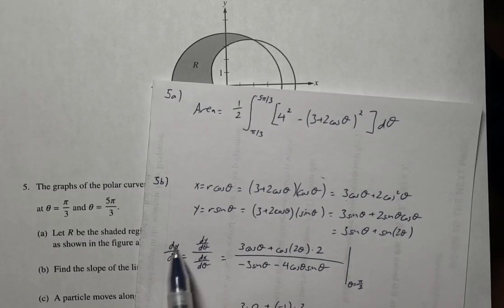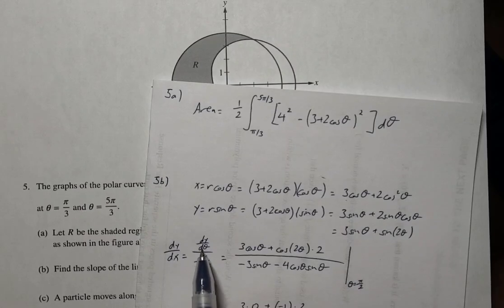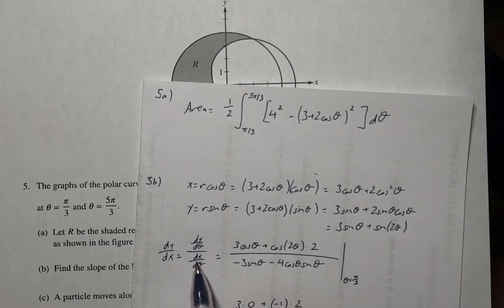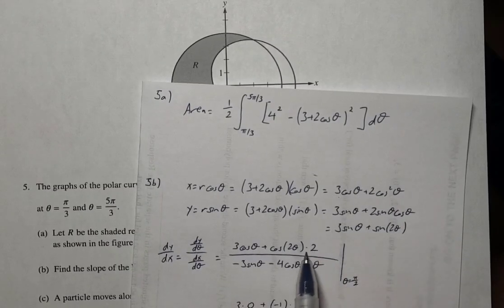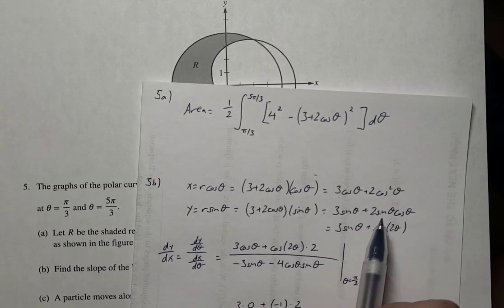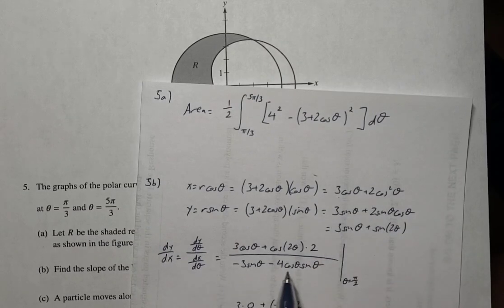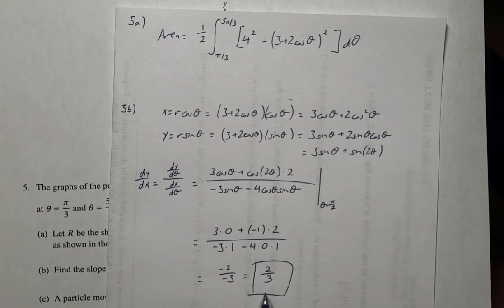So this is the not-as-complicated formula. dy/dx is dy d theta over dx d theta, the exact same thing as for parametric equations. Polar equations are just a special case of parametric equations. So for dy d theta, we differentiate this with respect to theta. Don't forget the chain rule, or use the product rule if you do it from here. And then dx d theta is right there. We evaluate at theta equals pi over 2. The answer should be 2/3.